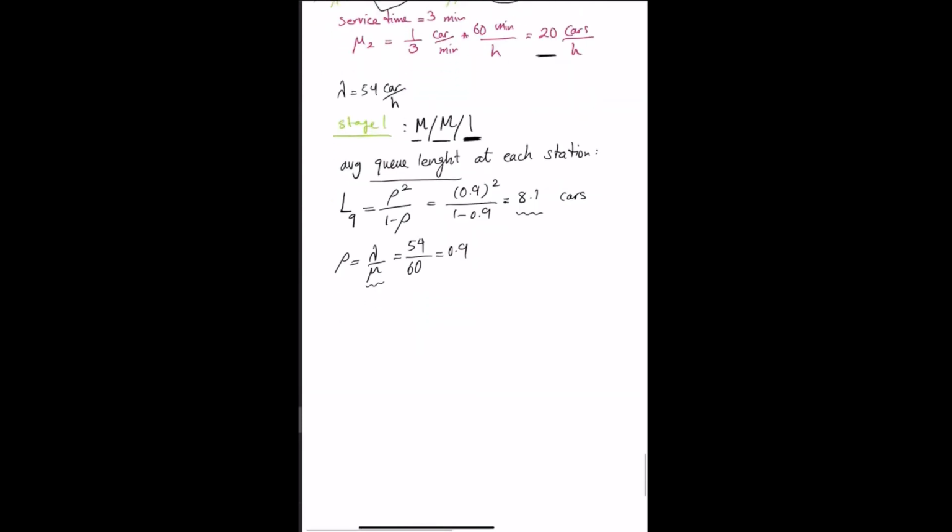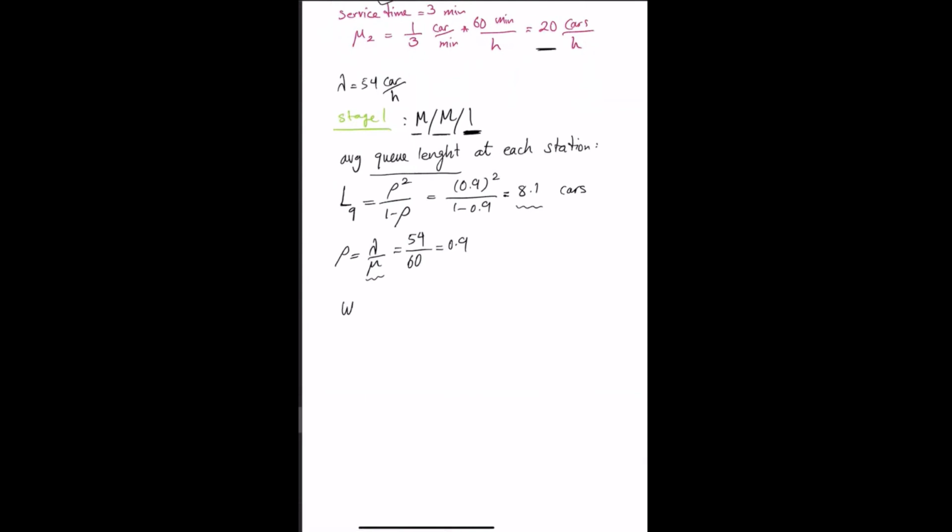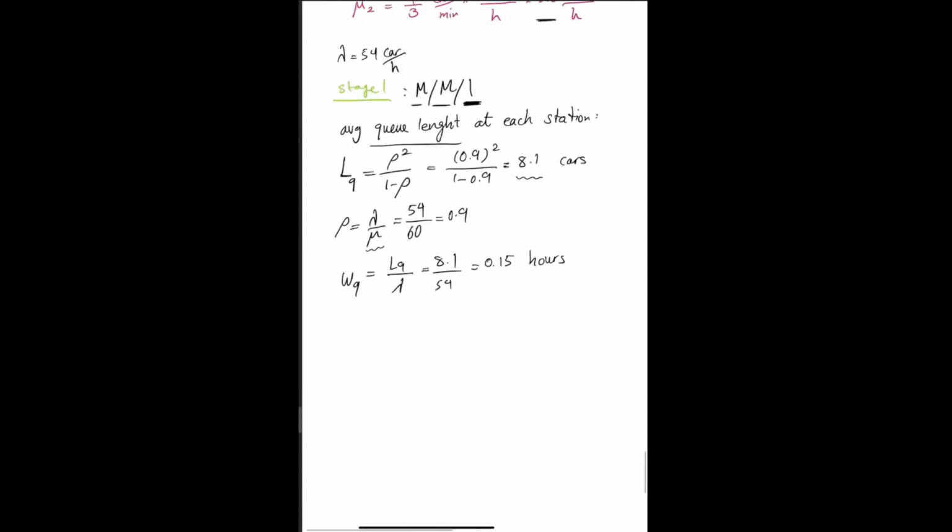Now that we are here for station 1, let's also calculate WQ, which is the waiting time in the queue at the first station. That's going to be LQ over lambda, which is 8.1 divided by 54, and that's going to be 0.15 hours. That's the waiting time in the queue in stage 1. Let's go to stage 2.